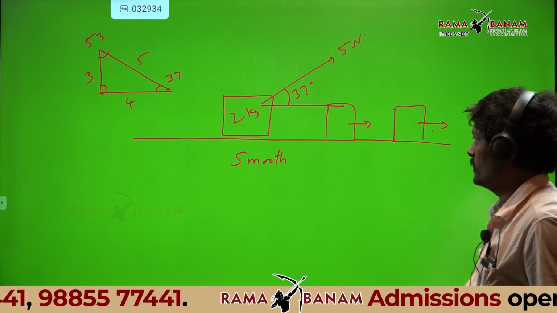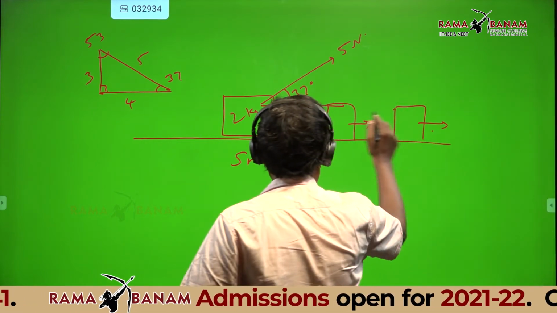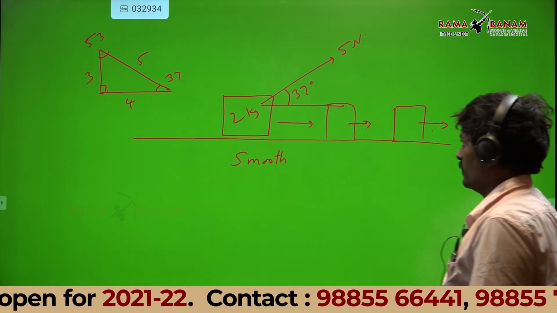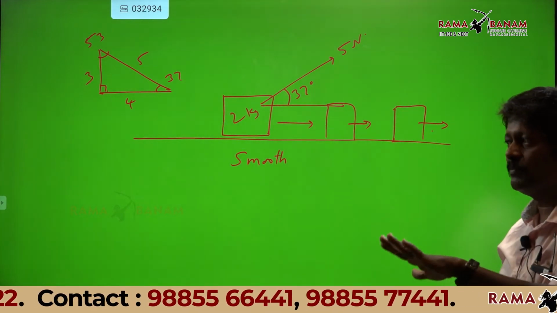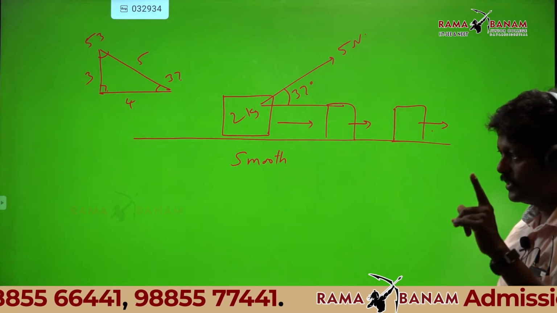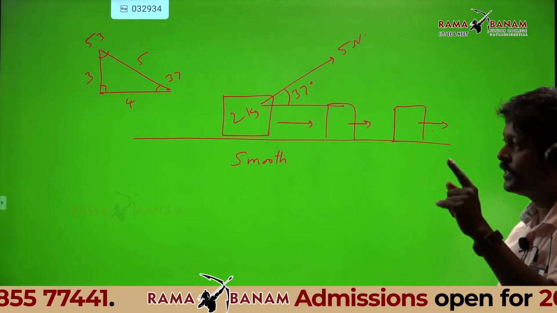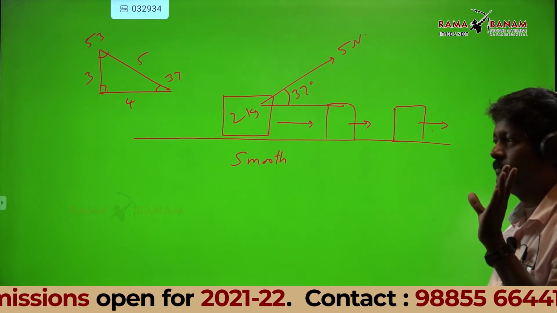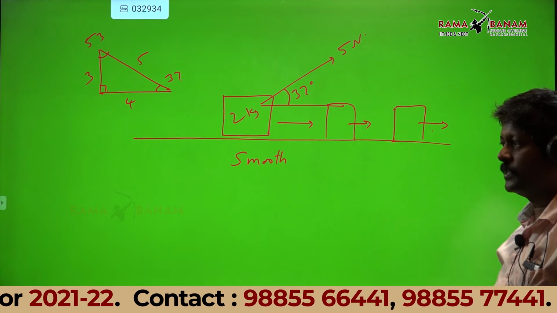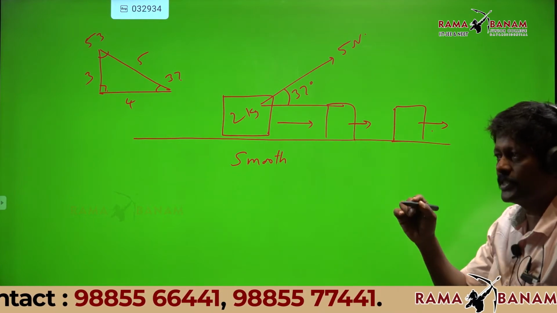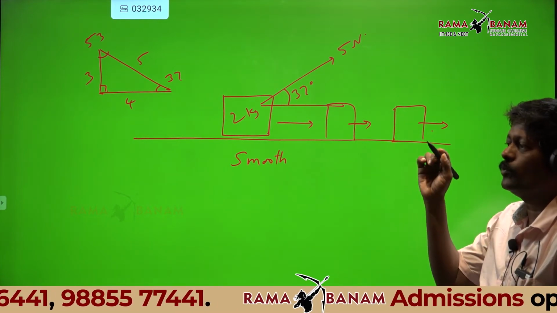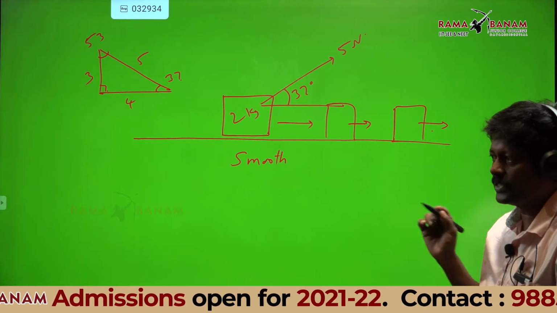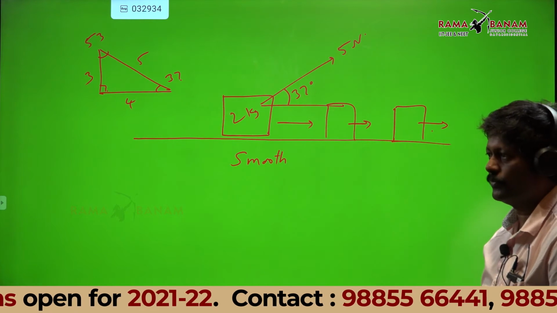Displacement is this side. Force is at an angle of 37. Displacement and force are not in the same direction. I already told you, the body need not go in the direction of force, but the body moves in the direction of velocity. Mark my words. Body moves in the direction of velocity. Body need not move in the direction of force, or body need not move in the direction of acceleration. I already told you before.